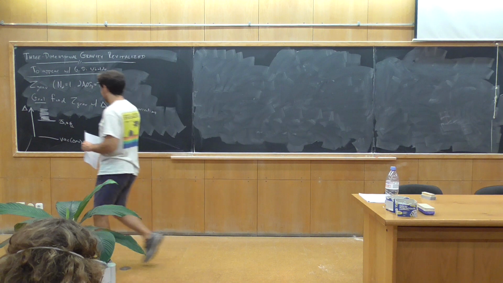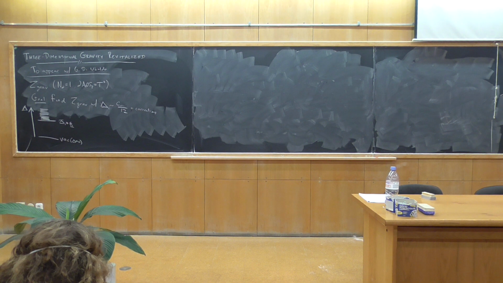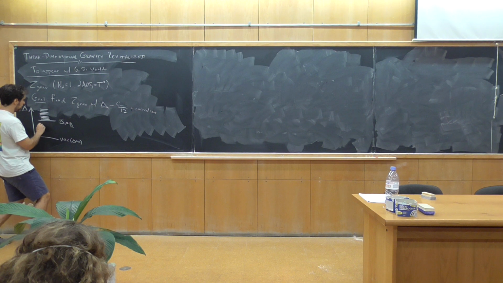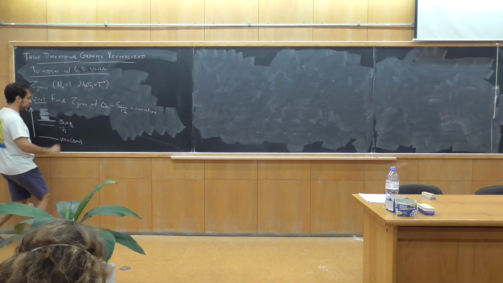And I don't think I need to necessarily remind this audience that from the modular Bootstrap point of view, satisfying S invariance and extrapolating to large central charge, the best bound so far is something like C over 9.1.